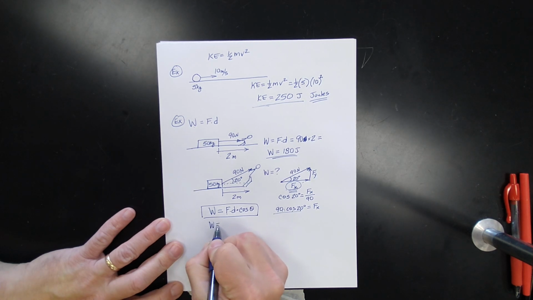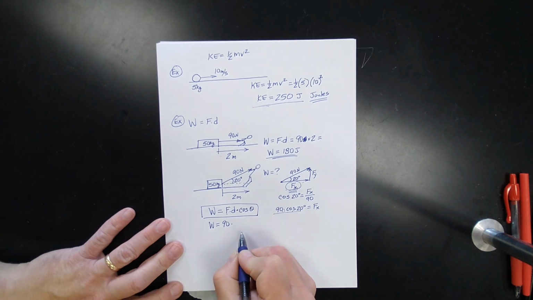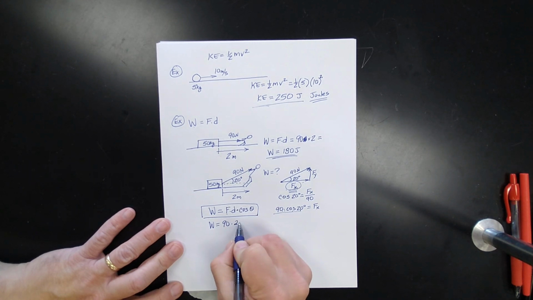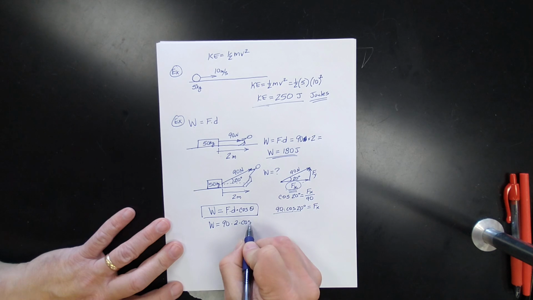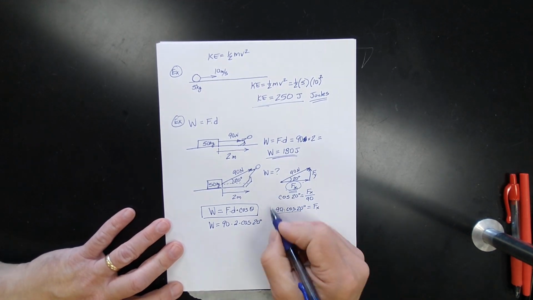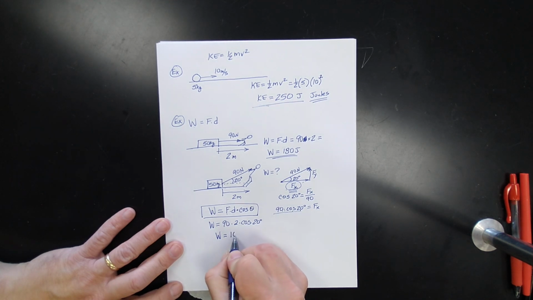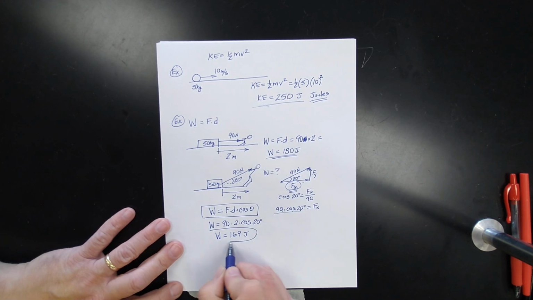So let's see, work is equal to the force you exerted, which is 90 newtons, times the distance, 2 meters. Now we just put the cosine and the angle, 20 degrees. And it'll automatically take care of all this for us. So we never have to think about that anymore. So let's see, 90 times 2 times cosine of 20 is 169. And again, that'll be joules of energy.